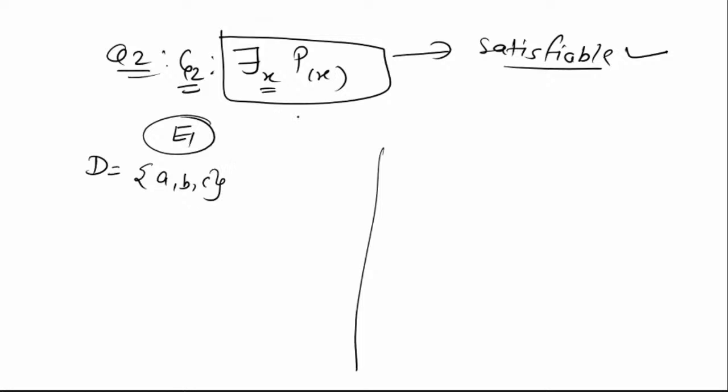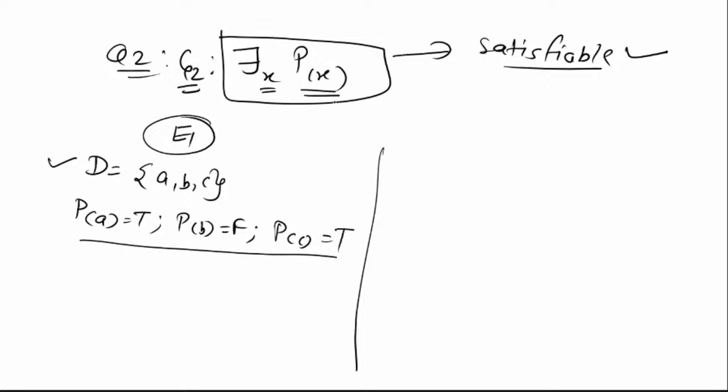After this domain, what do we need? We need the interpretation of P(x). So let me give you that P(A) is true, P(B) is false, and P(C) is true. So this is the domain: it has three elements A, B, C, and this is the interpretation of P(x) I am giving you.